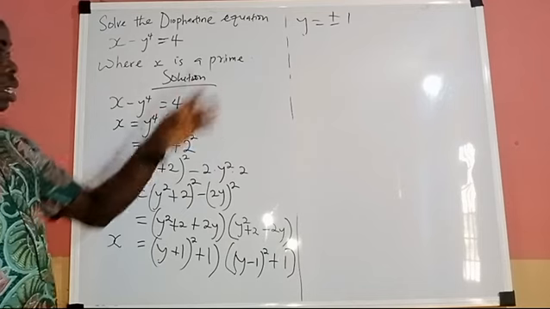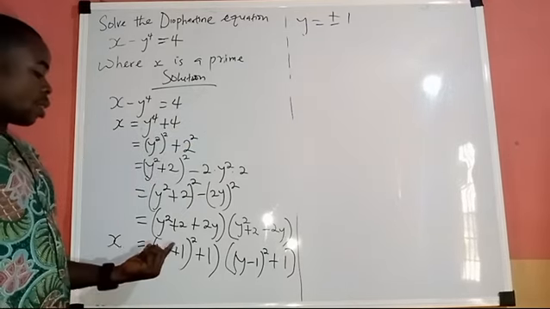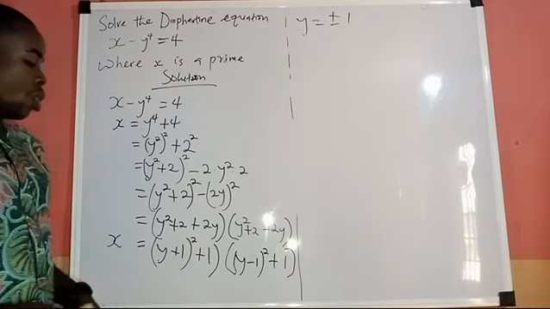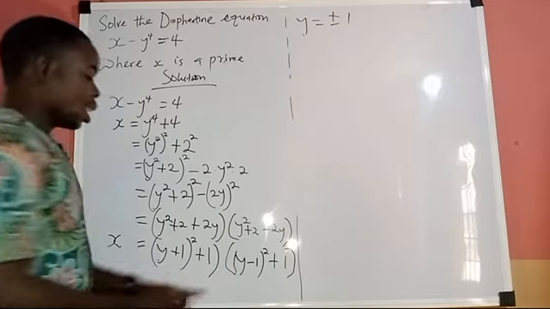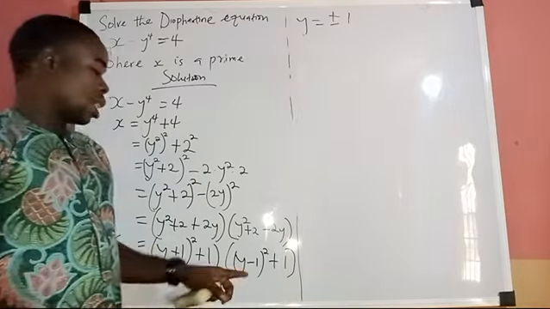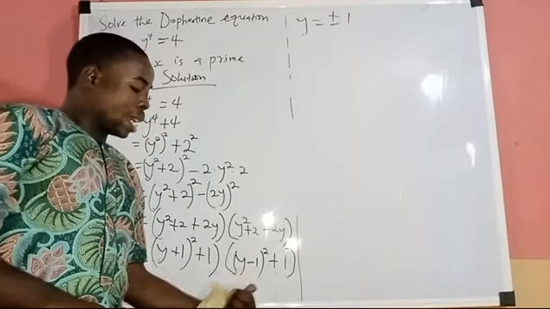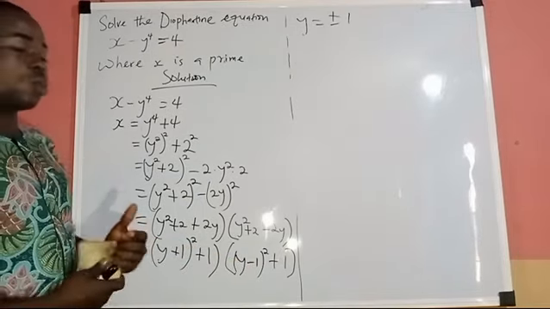Supposing you pick, let's say, y to be 2. If you put 2 here, 2 plus 1 is actually going to give you 3. And so 3 squared will give you 9. 9 plus 1 is 10. Okay, so if you come over here, 2, we're having 10 on this side. So 2 minus 1 is 1, and then 1 squared is also 1. So 1 plus 1 will give us 2. So 2 times 10 here is actually going to give us 20, which is not a prime.